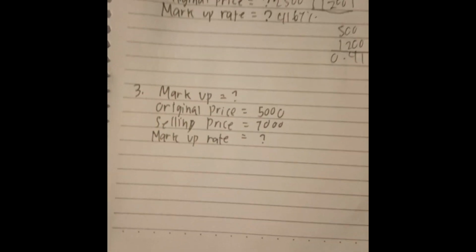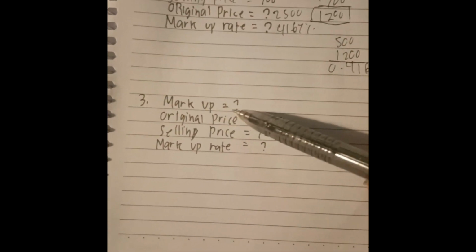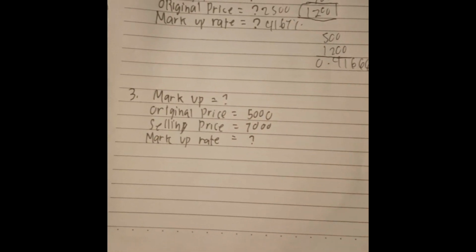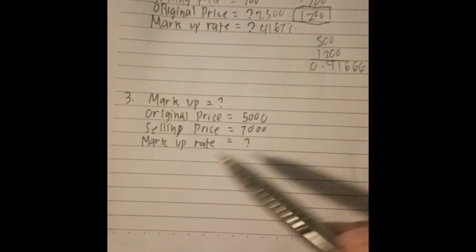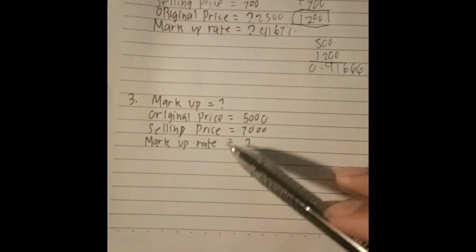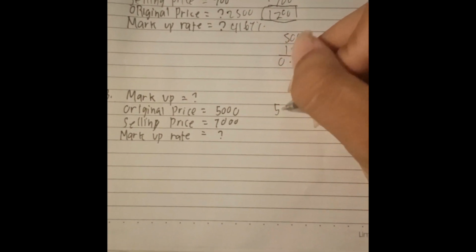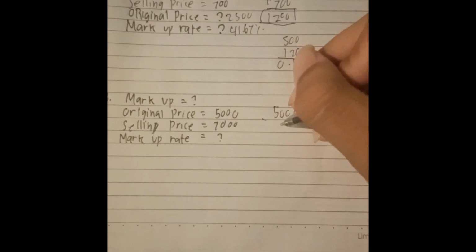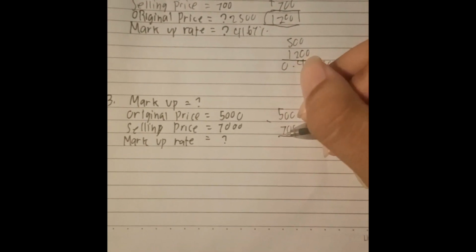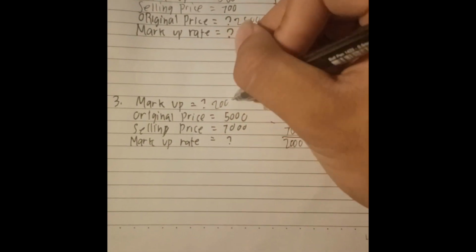Now for our number three, we're gonna do the same thing. Analyze the question. First, our markup is missing. Original price is 5,000 and the selling price is 7,000, and the markup rate is missing. So before we solve for the markup rate, make sure we solve for the markup. So to solve the markup, 7,000 minus 5,000, and it's gonna be 2,000, and our markup is 2,000.